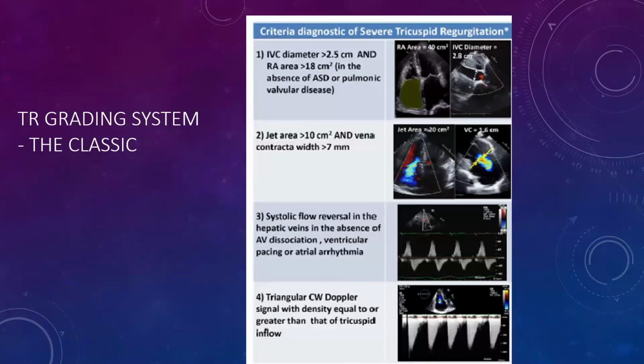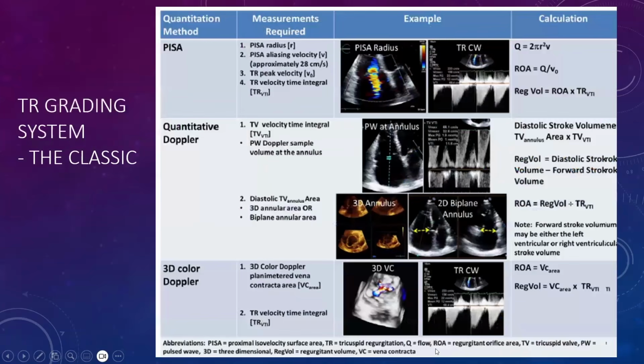Okay. So there is this criteria that used to be used. I'm calling this the classic system, where some of the diagnostic criteria for severe tricuspid regurgitation were a dilated IVC and a large RA without additional causes for that, a large jet area and vena contracta width, and then systolic reversal of hepatic veins. And then this is the dense triangular jet that we talked about.